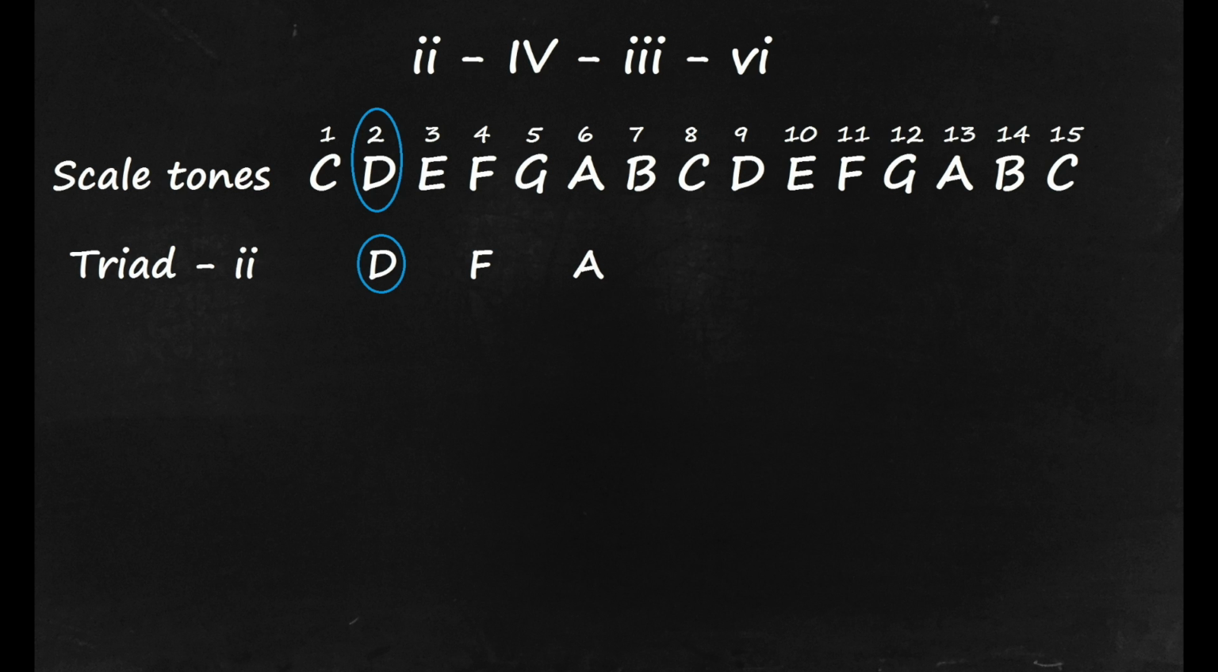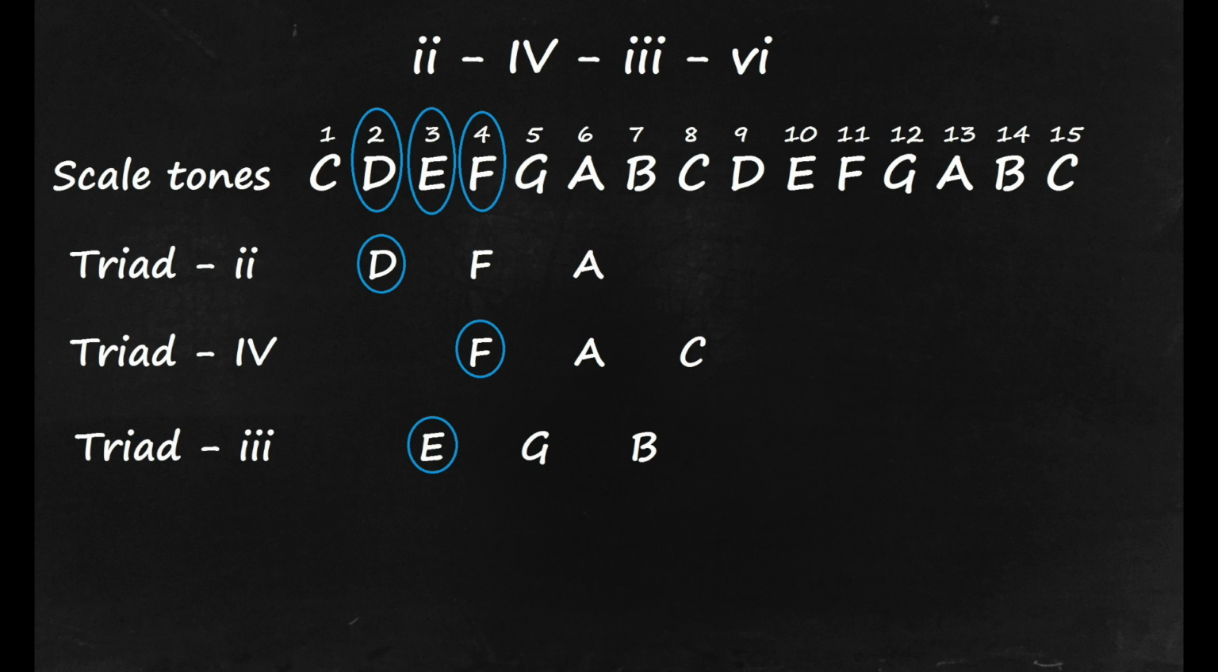The root of D starts on scale tone number 2, and from there we build the minor triad, which comprises the notes of D, F and A. The numeral 4 chord in the key of C major starts on scale tone number 4 and, using only the notes of the scale, forms an F major triad containing the notes of F, A and C.